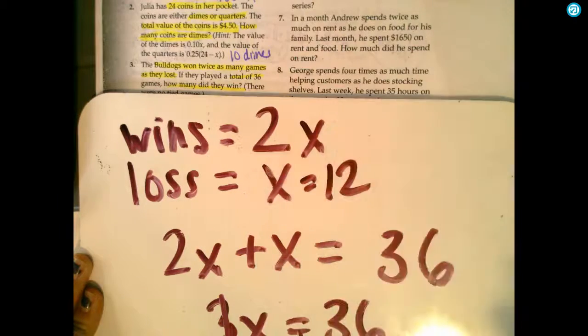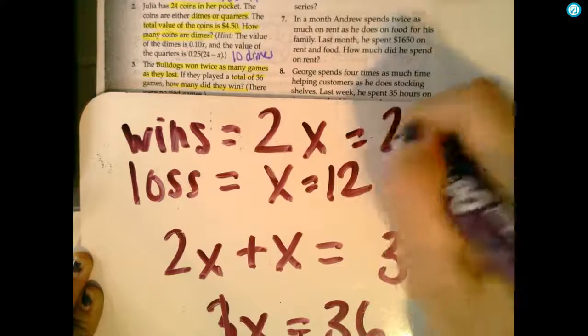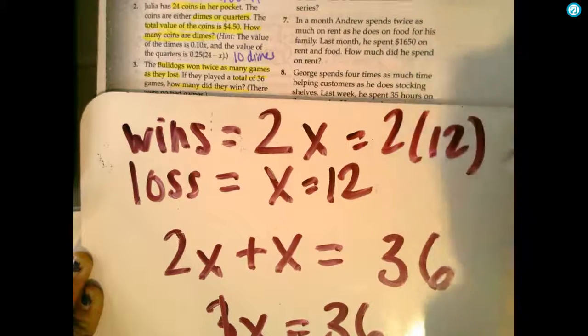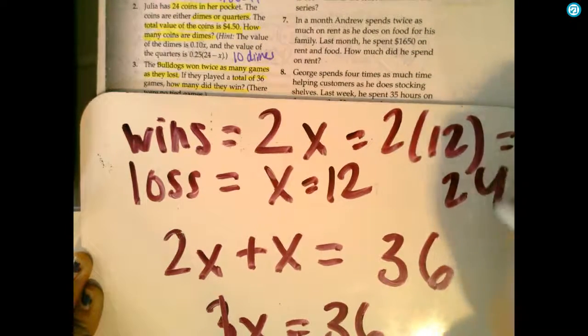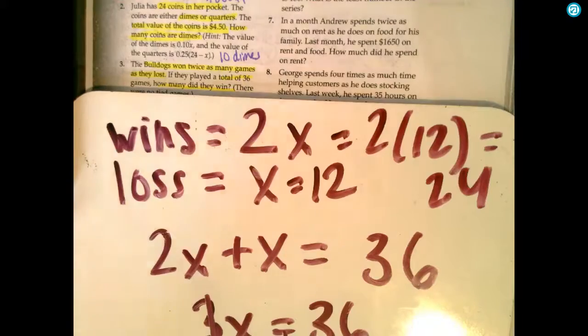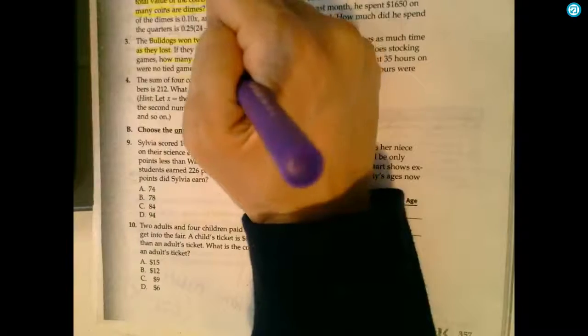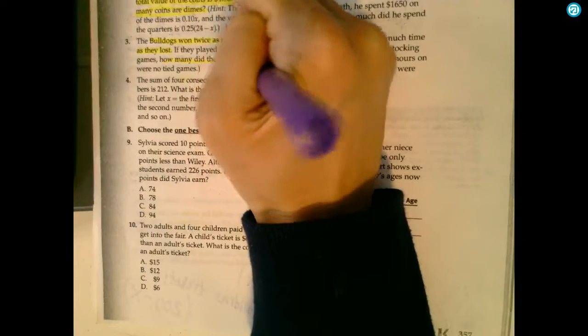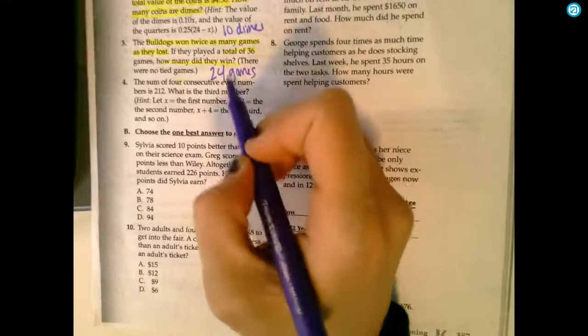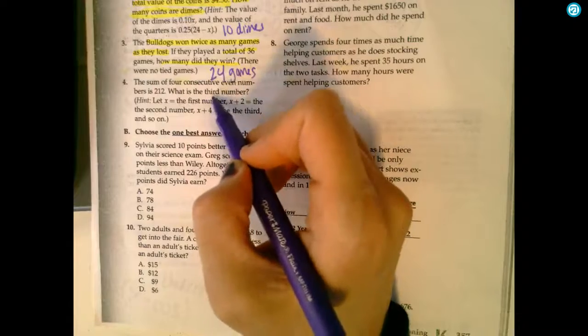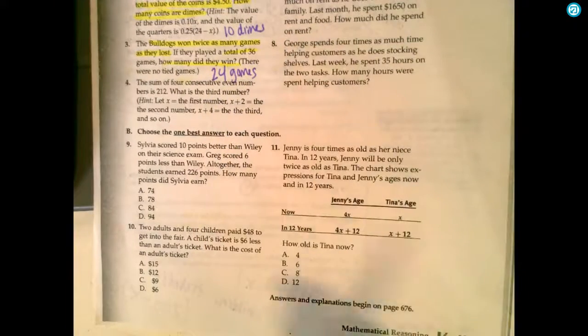The wins is going to be 2 times x. So 2 times 12, which is 24. So my answer, 24. They won 24 games. And if you add them together, 24 plus the 12 losses, you do get 36.